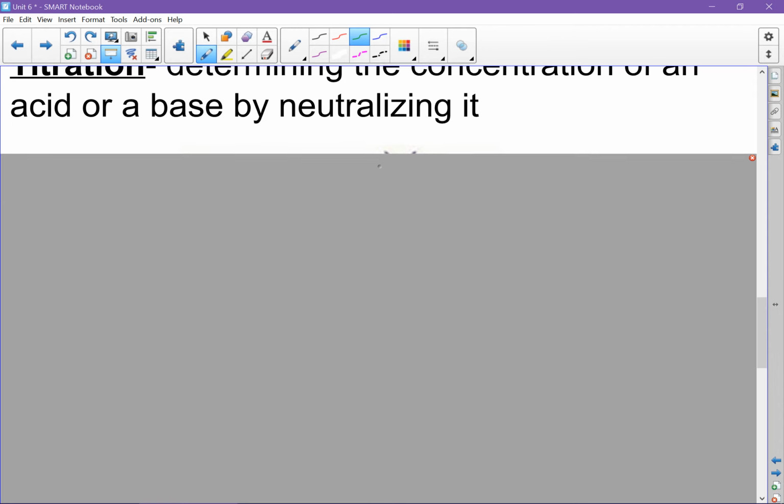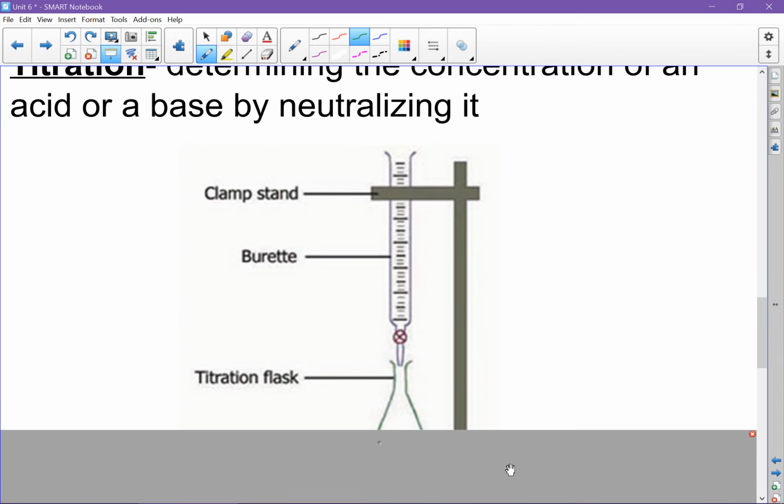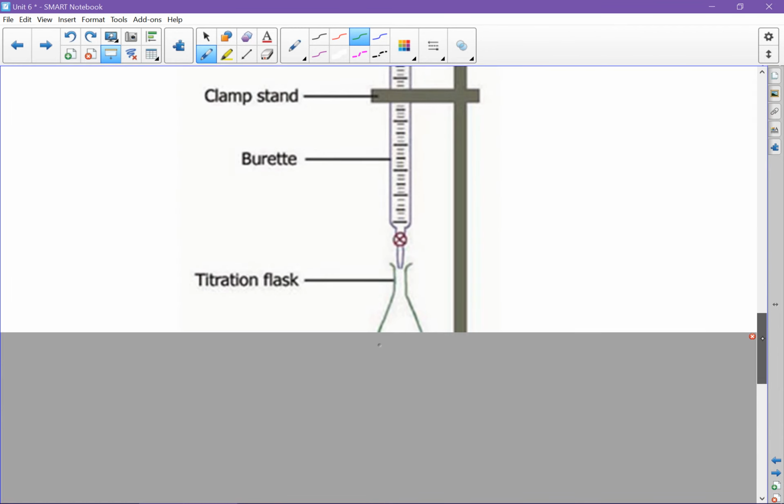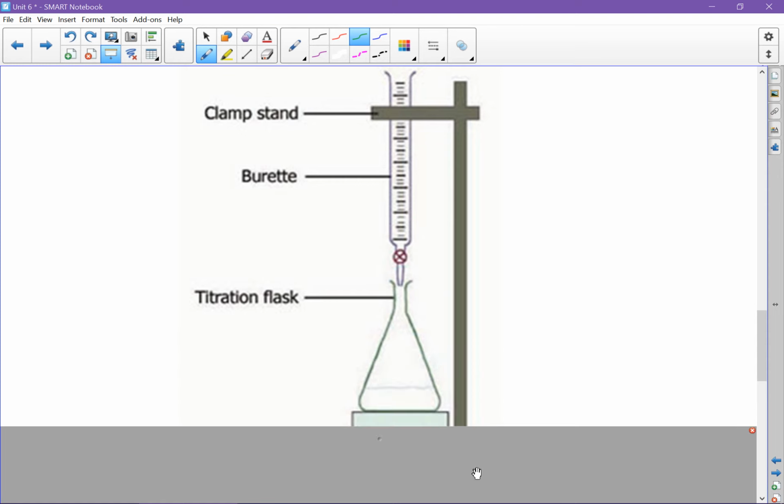Okay? This is a picture of the setup of how you would do this actual experiment. And so you would have what's called a burette. That's this long tube right there. And you could put some base in there. And in the bottom, I could put a little bit of acid. And as I slowly let this base drip down, it would neutralize the acid.